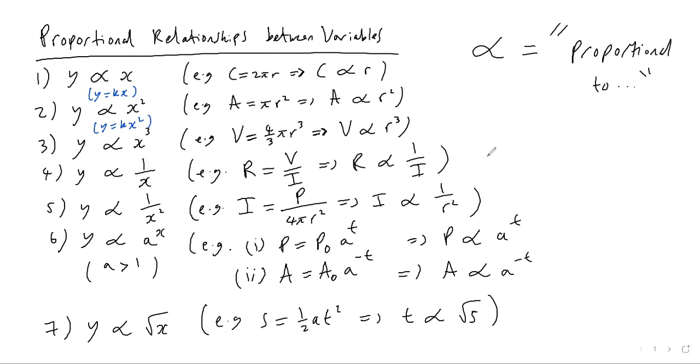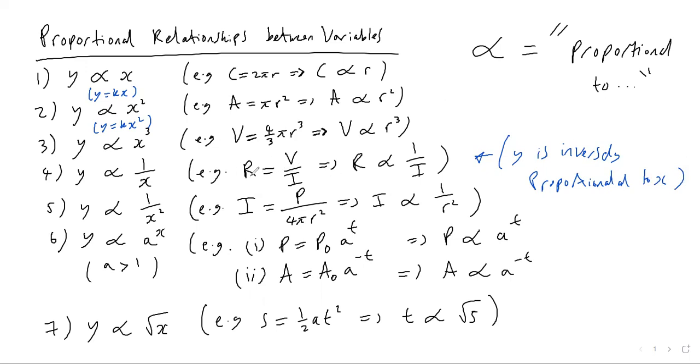Similarly with this one here, y is proportional to 1 over x. You can also call this inverse proportion as well. So you can also say that y is inversely proportional to x. That's just another way of saying that y is directly proportional to 1 over x. Sorry, let me write this again down here. So y is inversely proportional to x. Okay, so that's this example here.